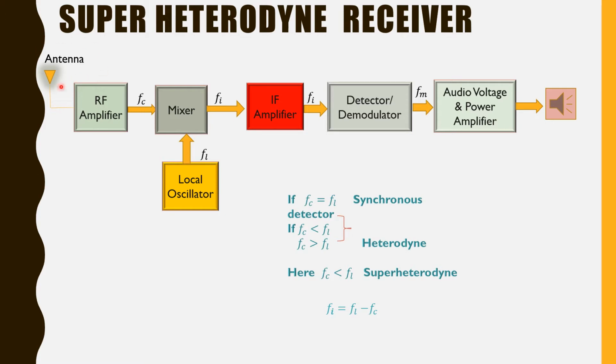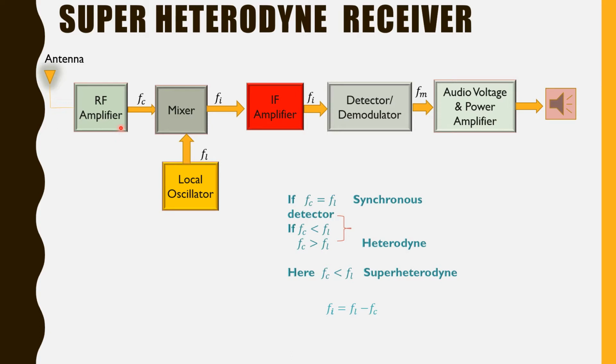Here we have connected one antenna, incoming electromagnetic wave is received by this antenna. Antenna will convert electromagnetic wave into electrical signal. First stage is RF amplifier. RF amplifier is a class C amplifier.